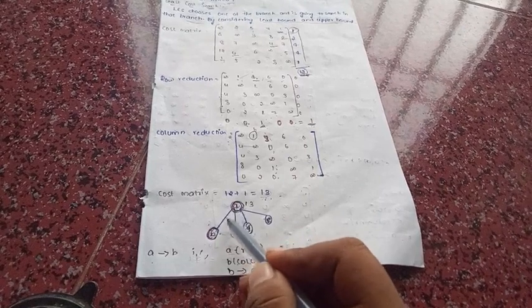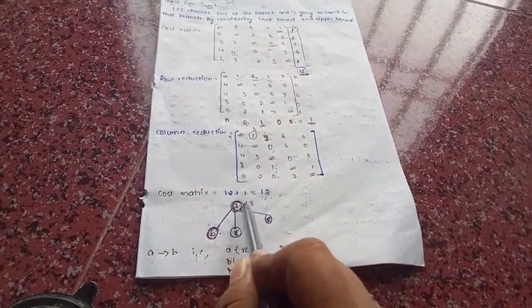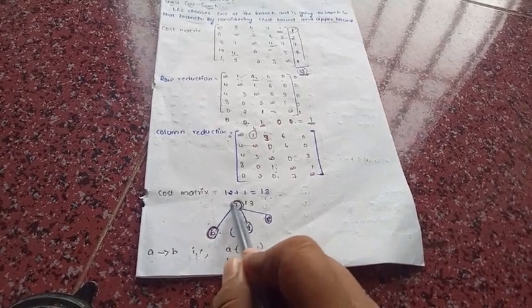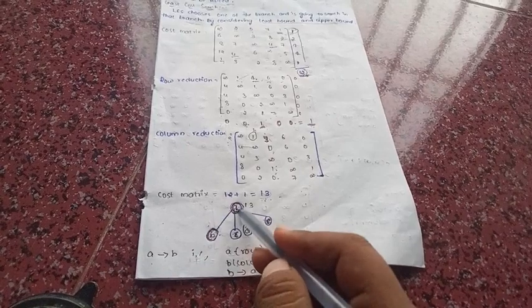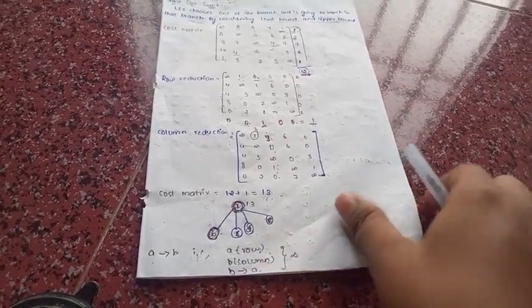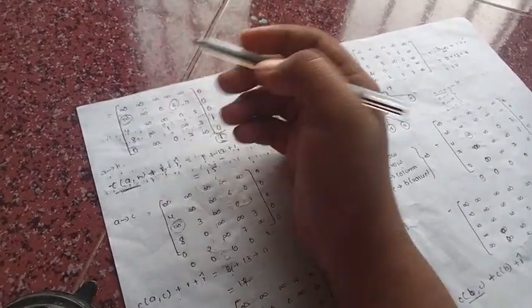Firstly, I am considering moving from A to B. That is, from which node we move, that row, and to which node we move, that column, must be infinite. That is, A row, B column must be infinite, and B to A value must be infinite.